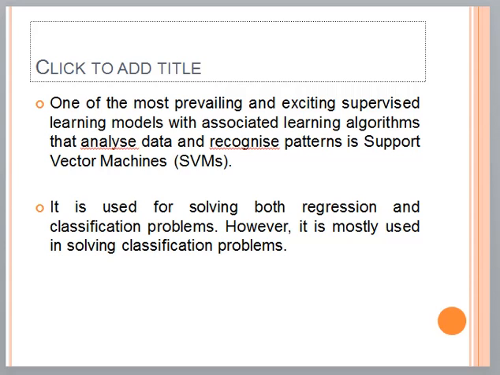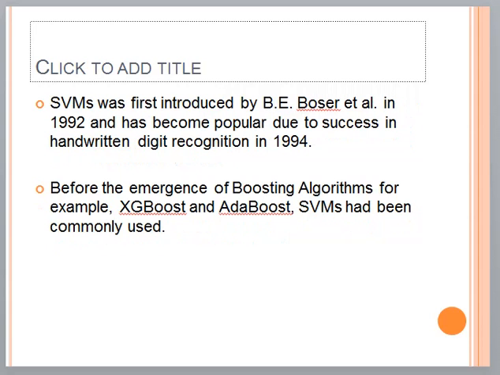It is also used for solving both regression and classification problems. However, it is mostly used in solving classification problems. We saw that support vector machines started their performance back in 1994, and people used them for handwritten digit recognition. Before the emergence of boosting algorithms, for example, XGBoost and AdaBoost, SVMs had been commonly used.